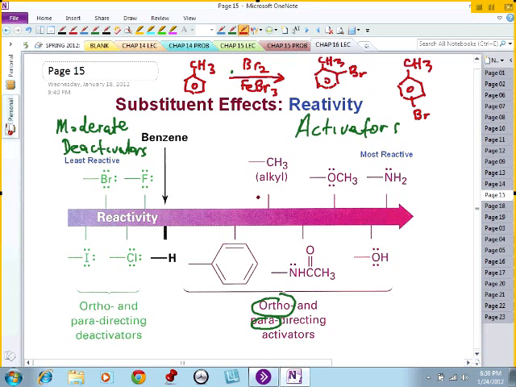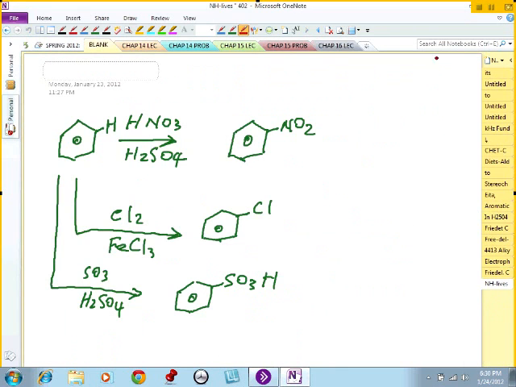Now, supposing you have a molecule that contains an ortho-para director, which is an activator, and a meta director, which is a deactivator. What group do you think will control the position of the incoming substituent? Which one? The activator, exactly.